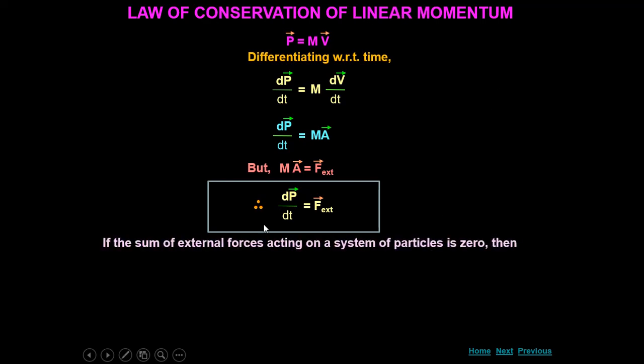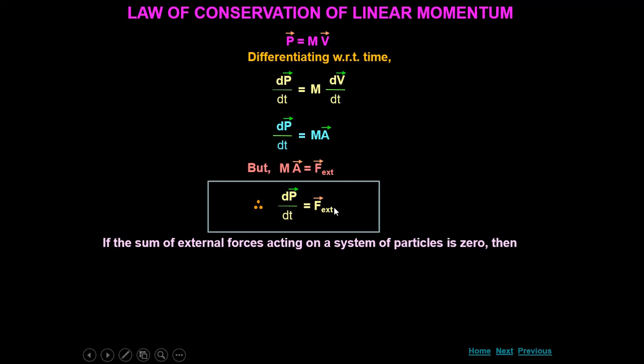Then if the total external force F ext, the total external force, is equal to 0, then dp/dt must be equal to 0. That does not mean that no force is applied. Total external force you can interpret in two ways. If the system is moving with a uniform speed, then the net force must be equal to 0. Only when net force is 0 must the system move with uniform speed.